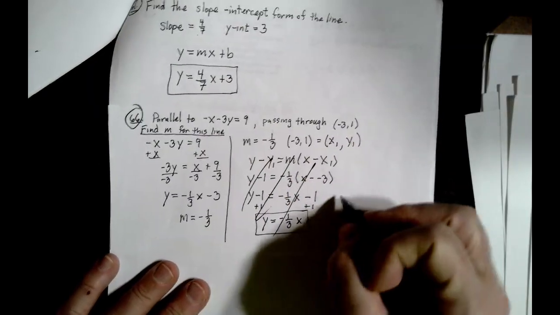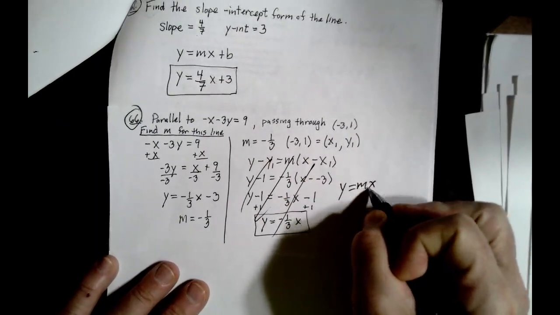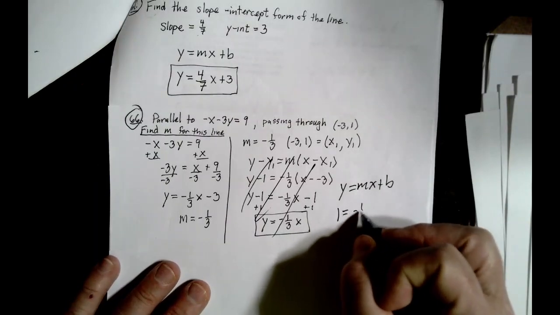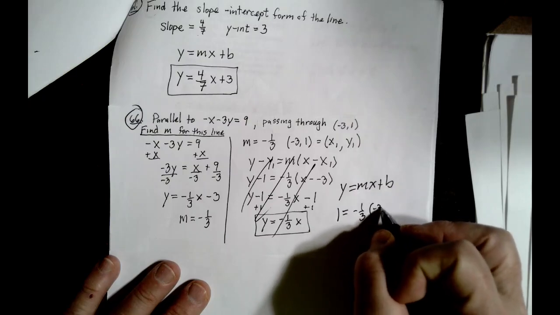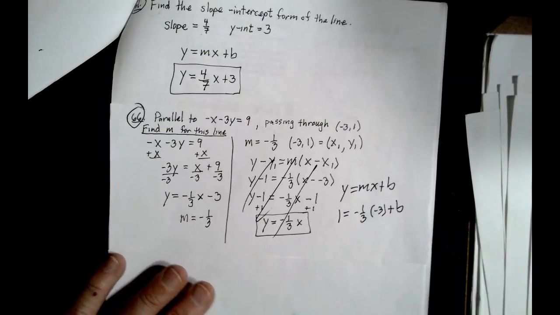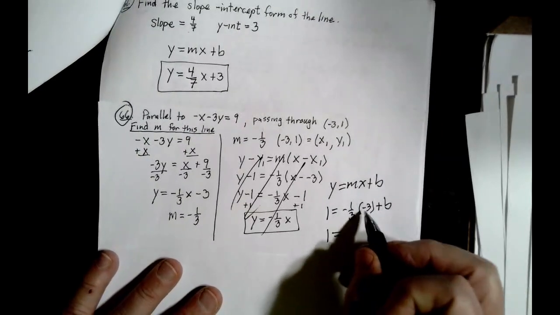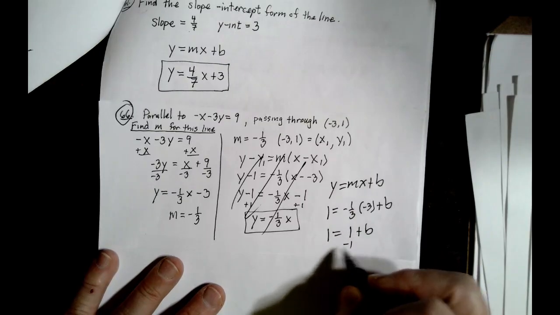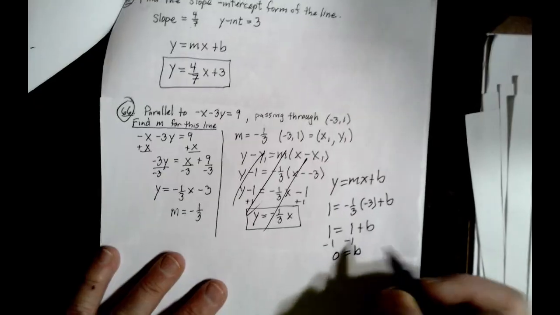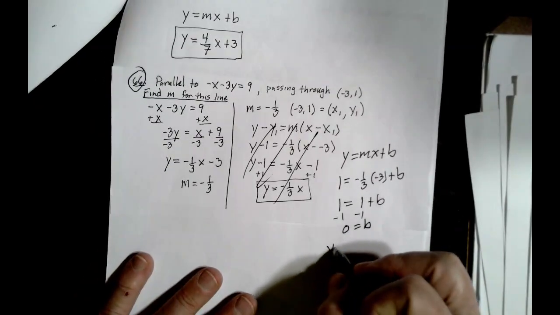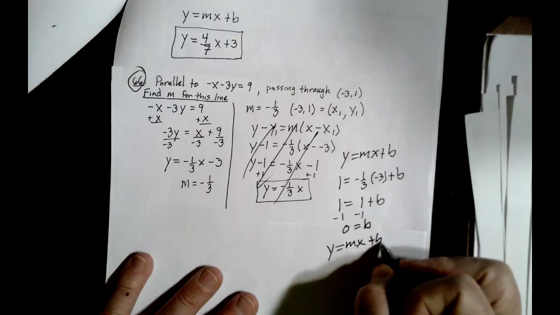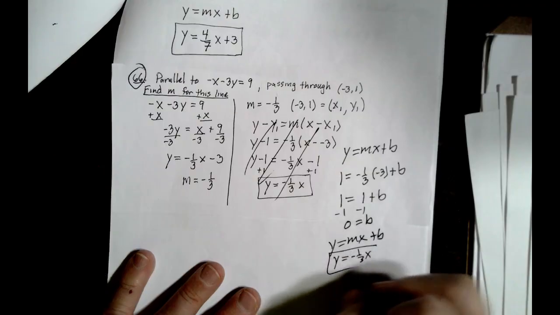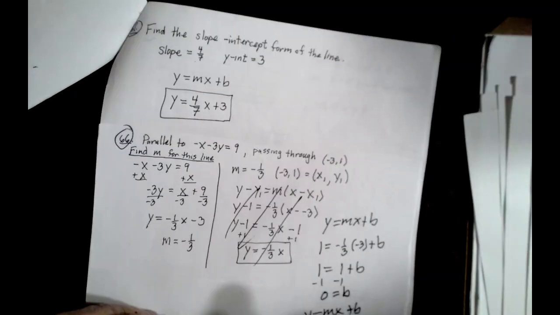We're not going to do it that way. We're going to do y equals mx plus b. Okay, so we're going to plug in y is 1, m is minus 1/3, x is minus 3, our b we don't know. So 1 equals, and minus and minus is plus, 1/3 times 3 is just 1. Okay, and when you subtract 1 from both sides, you get 0 equals b. So b is nothing. So y equals mx plus b becomes y equals minus 1/3 x. You don't need to write plus 0. Okay, and that's your answer.